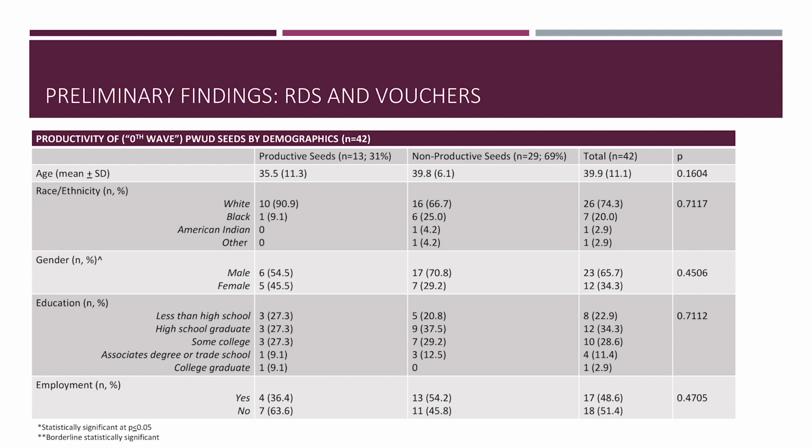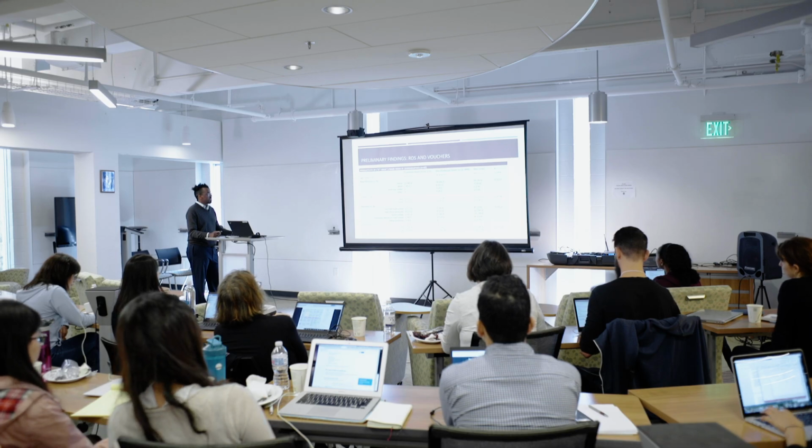So this table here gets into the RDS approach. This is strictly looking at the productivity of the seeds. Initially we had 42 seeds, and 31% were considered productive, which means that they recruited at least one person. There were no statistically significant differences in terms of the demographics, so there's not really too much to highlight here.